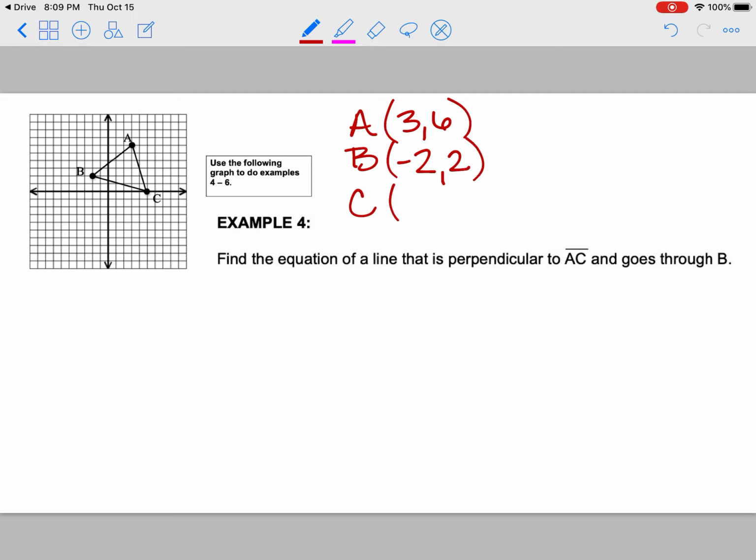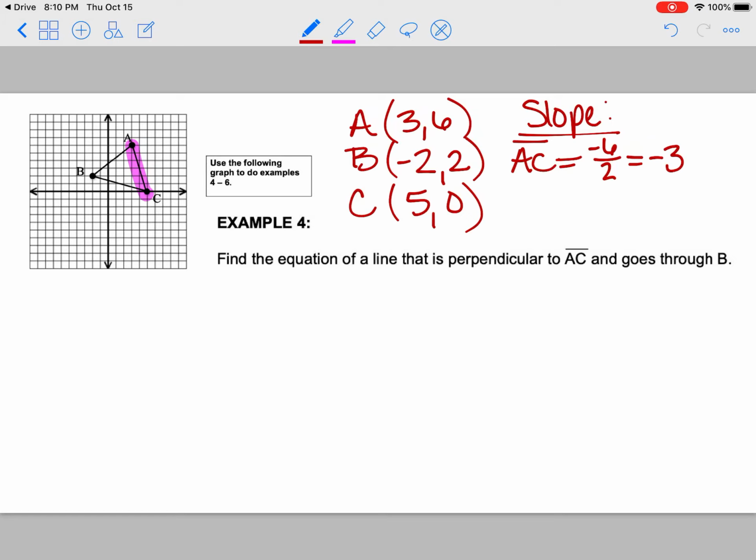B is at negative 2, 2. Remember, you count your x's first, then your y's. And C is at 5, 0. The other thing that I would advise going ahead and taking care of is the slope of your 3 lines. And so we know the slope of AC. Remember, when we count slope on a graph, we count rise over run. So if we're counting here, we would say it goes down 6, right 2. And so we would say negative 6 over 2, but that reduces to a negative 3.